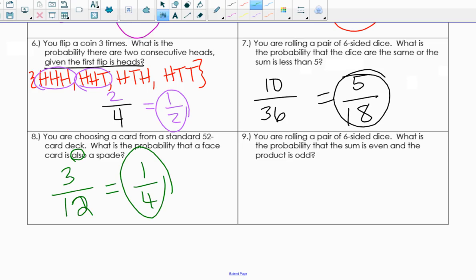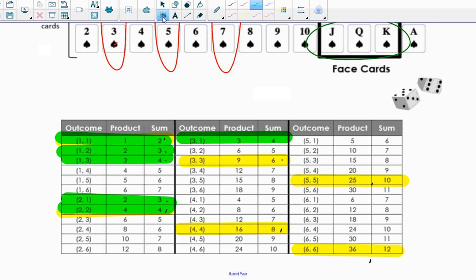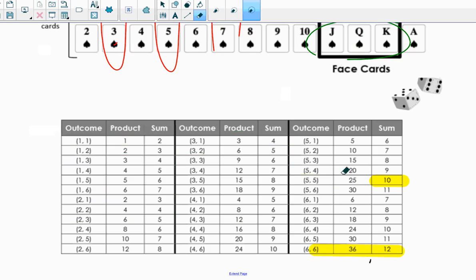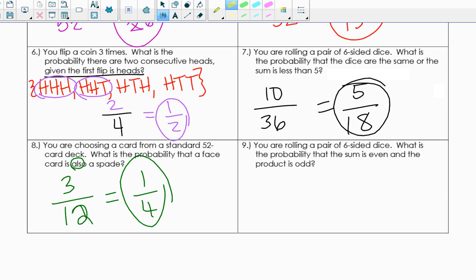You're rolling a pair of 6-sided dice. What's the probability that the sum is even and the product is odd? All right, so I am looking for an even sum and an odd product. I'm going to get rid of everything that I did before. Okay. Now, if we want the and, we want the overlap. So, I already forgot. Here we go. I'm not very good lately with the memory. Okay, sum is even, product is odd.